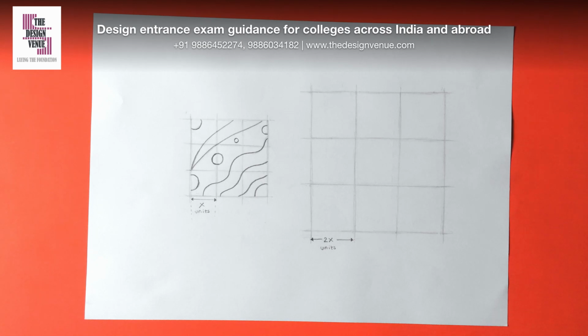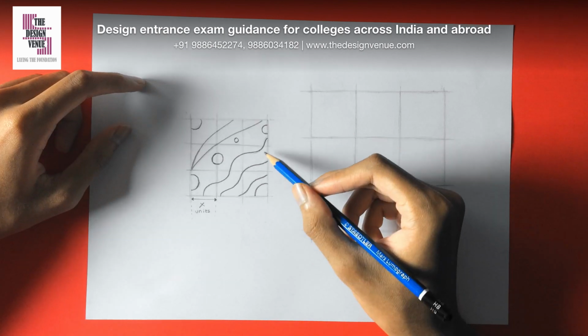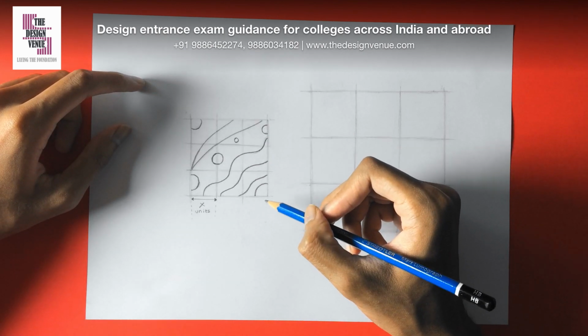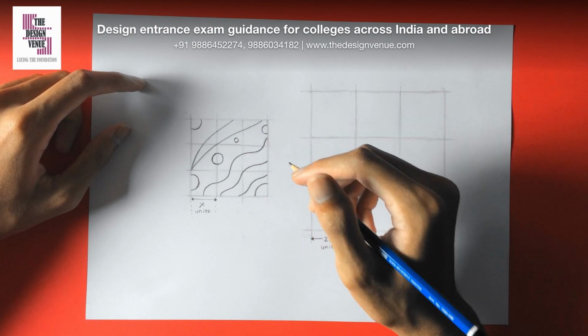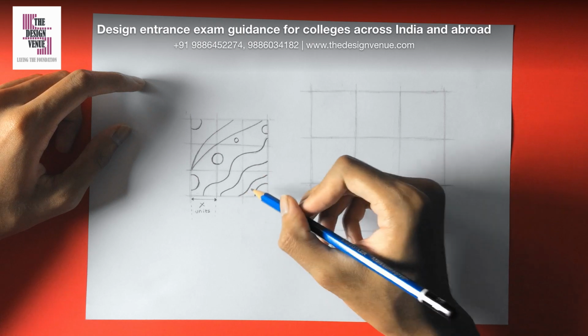In this video, we'll be discussing questions regarding enlarging and reducing designs. Let's say you have to enlarge this design that is provided to you by 2 times. The best way to do it is by constructing grids. So I've used here a 3x3 grid.